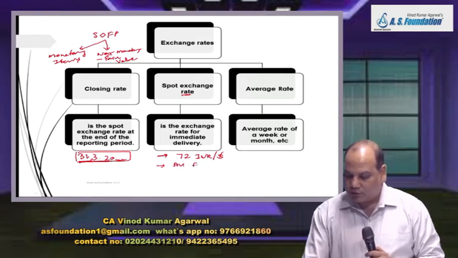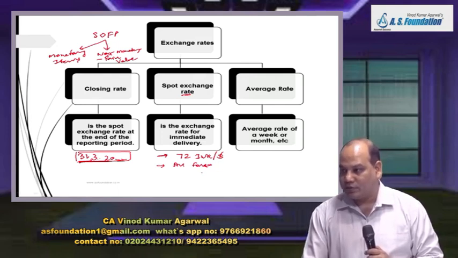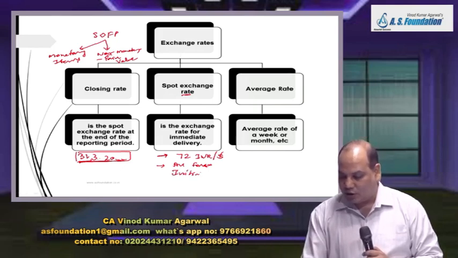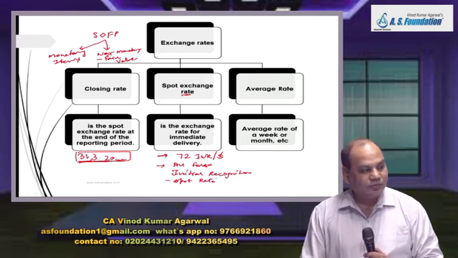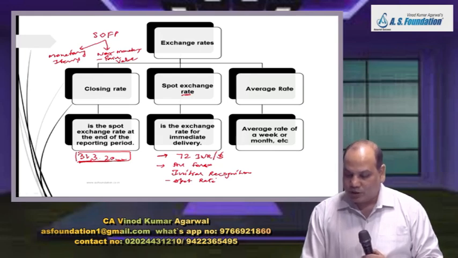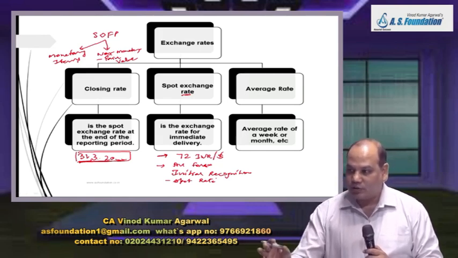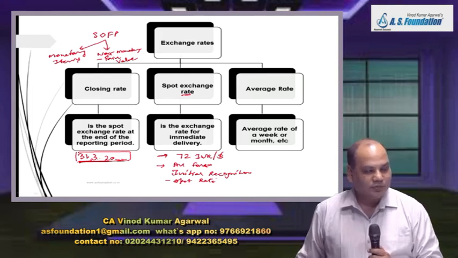All forex transactions. The standard says all foreign exchange transactions will be initially recorded. Initial recognition ideally is at spot rate. So whenever a transaction in foreign currency takes place, the golden rule is, it must be converted into functional currency at the spot rate of exchange on the date of transaction. Of course, there are exceptions. You can apply average rate also.